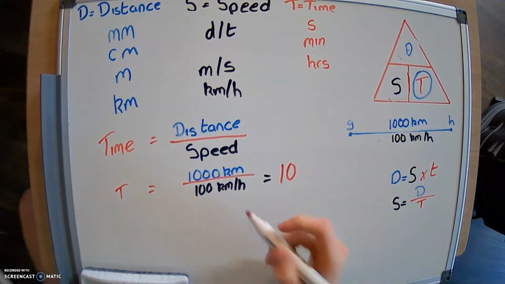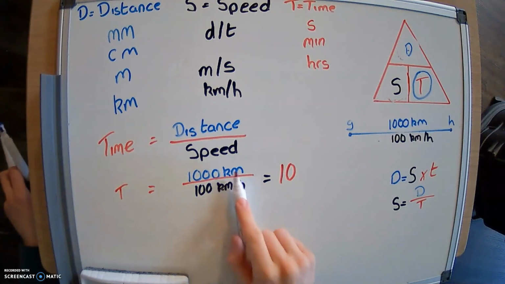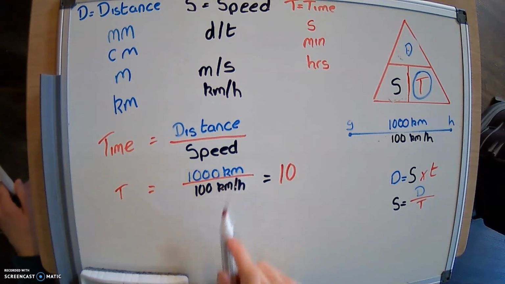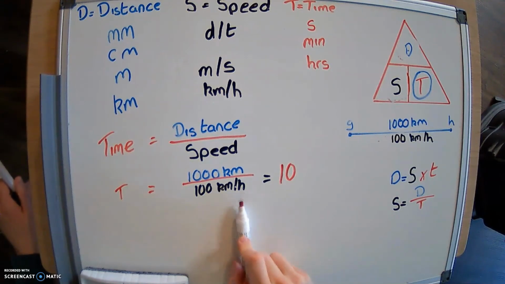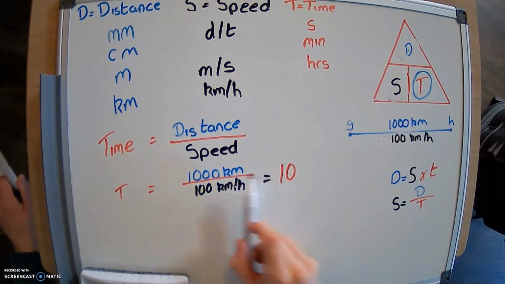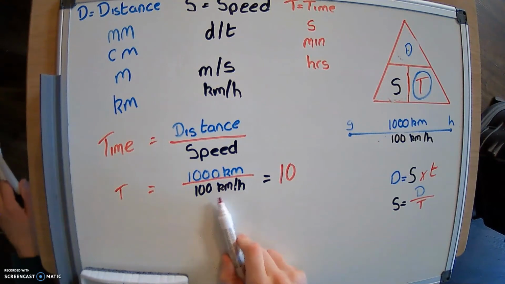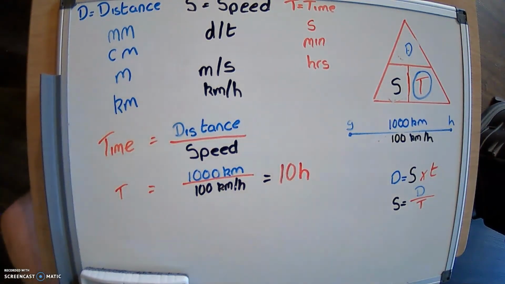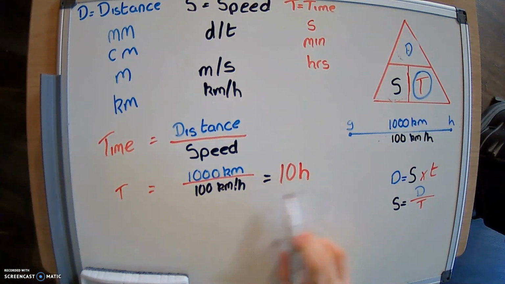And our units of measurement. As you can see, we have kilometers and kilometers. So that's our 2 units of distance. And we have hours here, and hours isn't seen anywhere else. So that's only 1 unit of time. So our time here is going to be 10 hours. So that makes up our second unit of time.